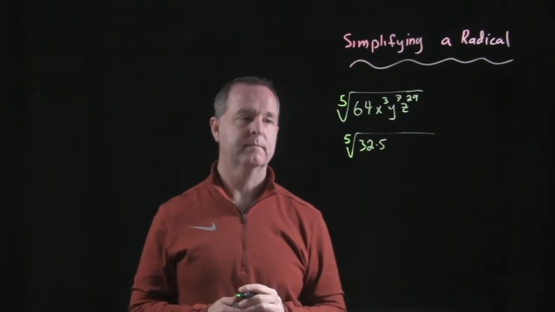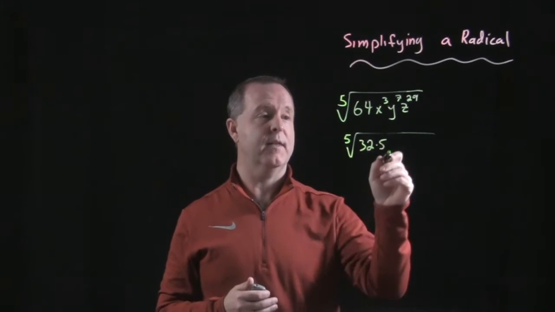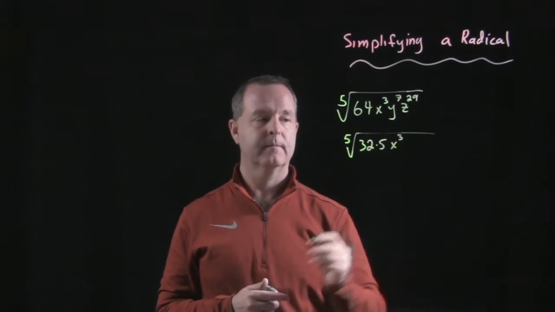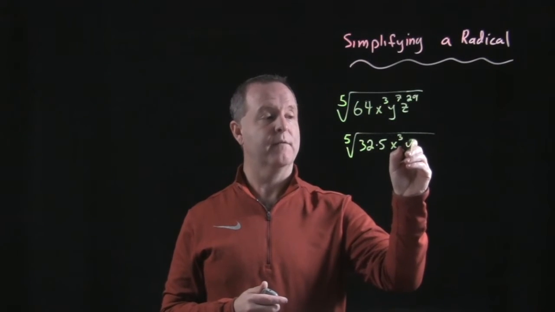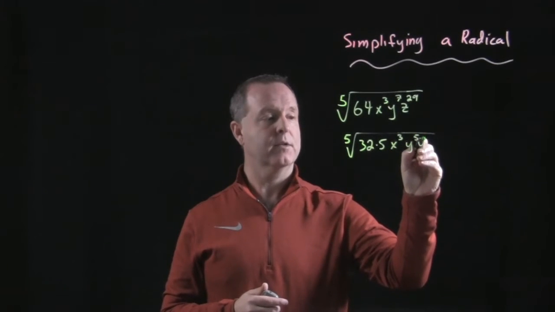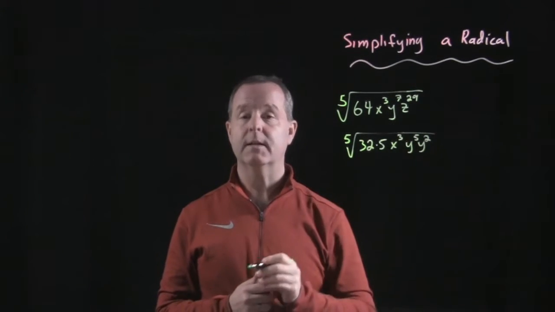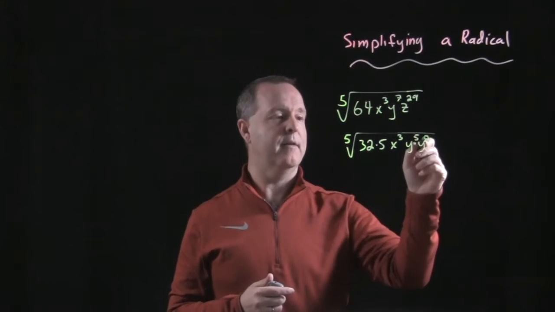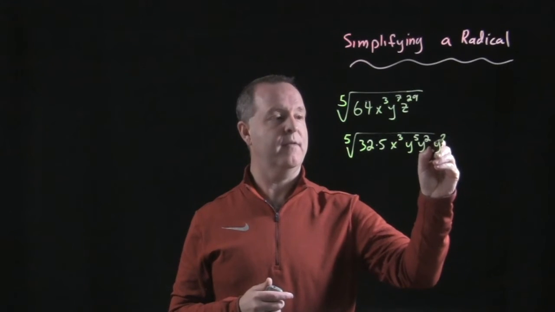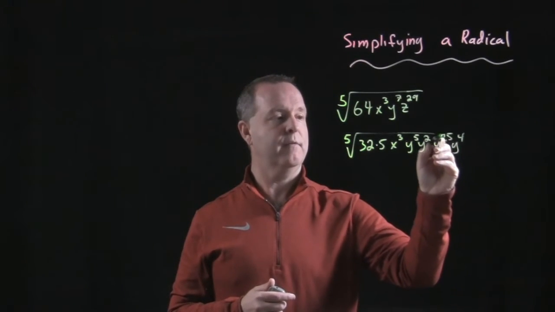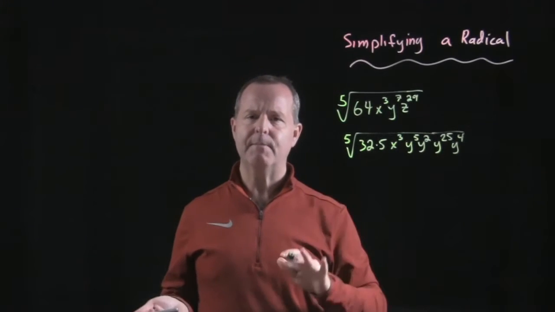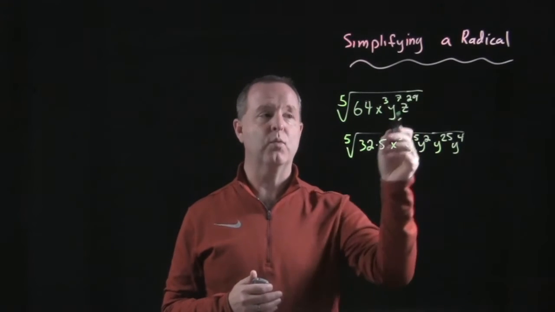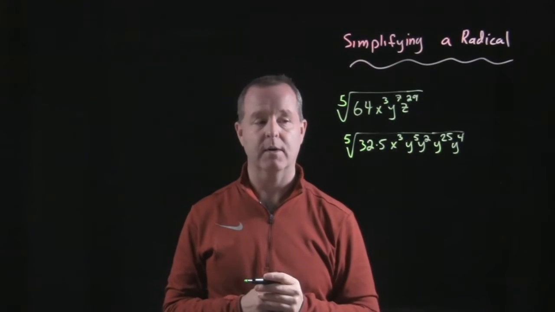X to the cubed, that has no perfect fifths in it, so that just remains x to the cubed. Y to the seventh, that can factor down into y to the fifth times y squared. Z to the 29th, its greatest factor that's a factor of a fifth root will be z to the 25th times z to the fourth. Now again, we have to keep in mind how we multiply bases and exponents to help us understand how we can redistribute or find the factors of these various ones.